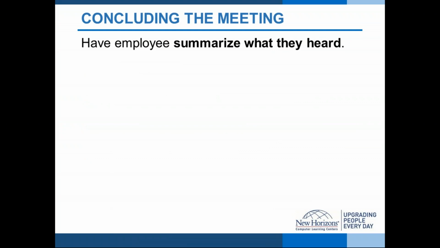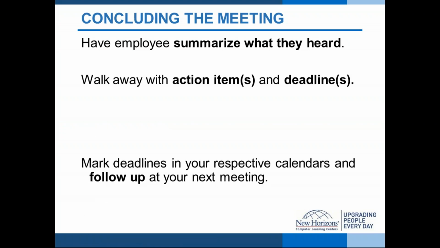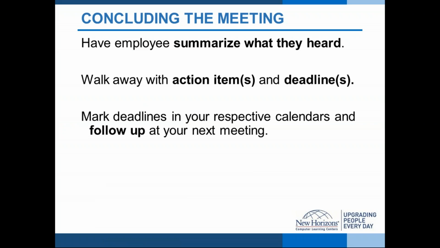And then once you've concluded your meeting, have the employees summarize what they heard. How often has it been that you've had a conversation with somebody and you think you've agreed to something and then it just sort of falls by the wayside? By having the employees summarize what they heard and then walking away with action items and deadlines and then marking deadlines in your respective calendars to follow up at your next meeting, it will ensure that things get done and the employee can live up to their commitments.